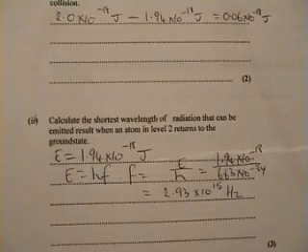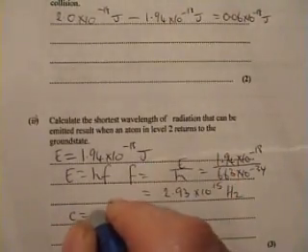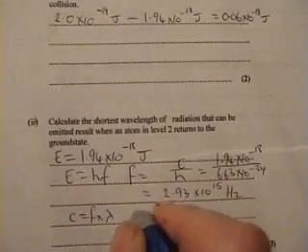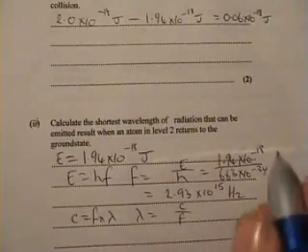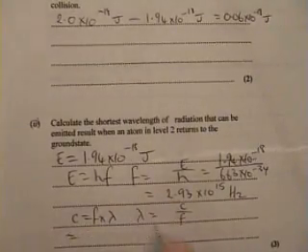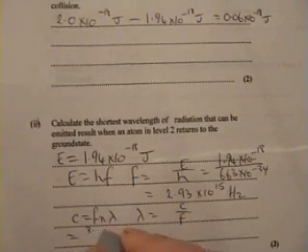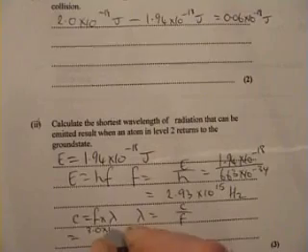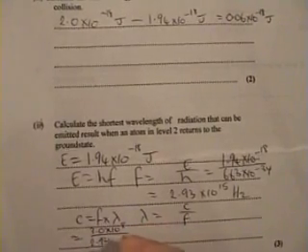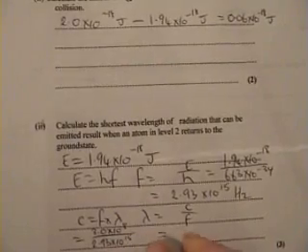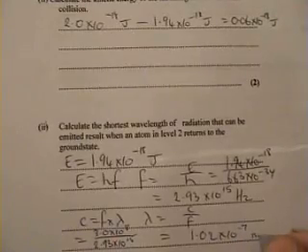And then to find the wavelength, we know that for a wave, speed equals frequency times wavelength, so wavelength equals speed divided by frequency. We know we're dealing with radiation, so we know what the speed is. It's the speed of light, the speed of electromagnetic radiation, 3.0 times 10 to the 8, divided by 2.93 times 10 to the 15, giving 1.02 times 10 to the minus 7 metres.